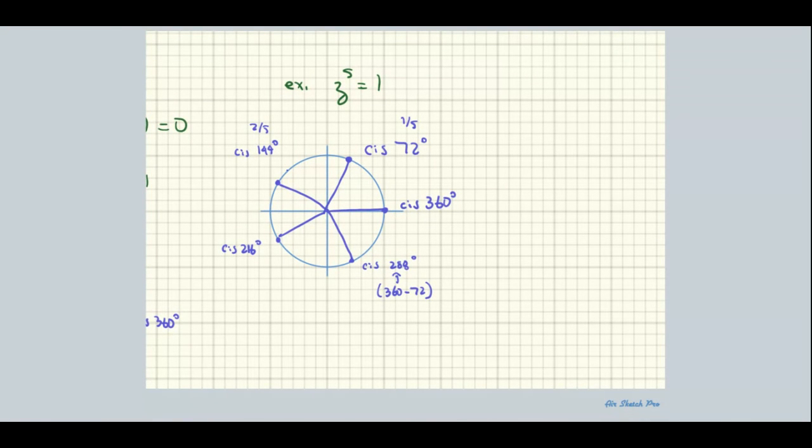You'll have 2 spokes, 1 and negative 1 for z squared, and then 3 spokes, and then 4 spokes for z to the 4th, and 5 spokes for z to the 5th, and that takes you there. Now here's the real fun part, guys.